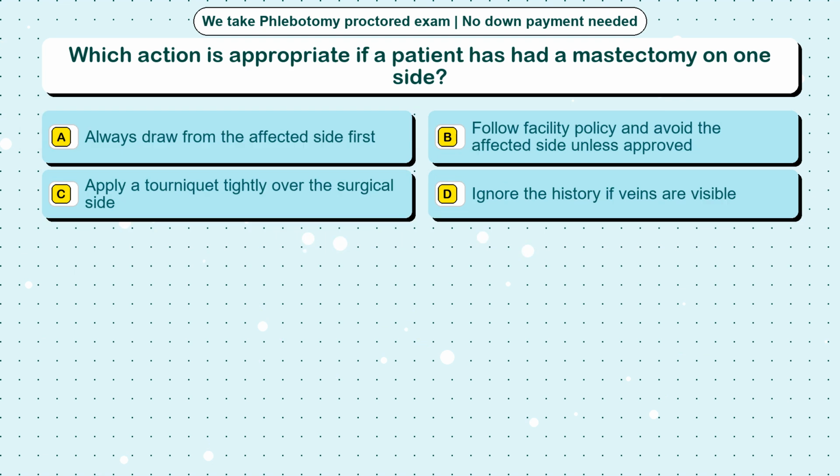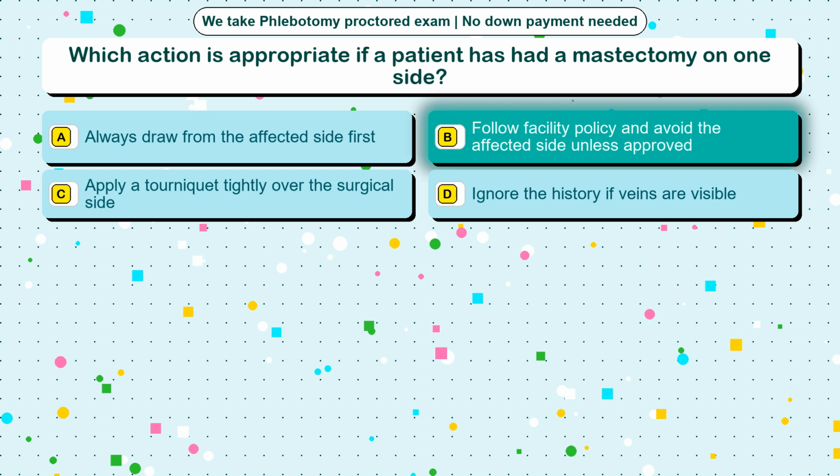Question 41. Which action is appropriate if a patient has had a mastectomy on one side? Option A. Always draw from the affected side first. Option B. Follow facility policy and avoid the affected side unless approved. Option C. Apply a tourniquet tightly over the surgical side. Option D. Ignore the history if veins are visible.